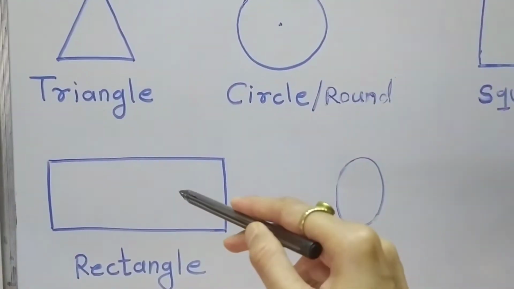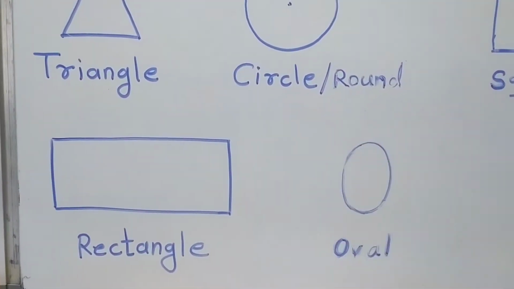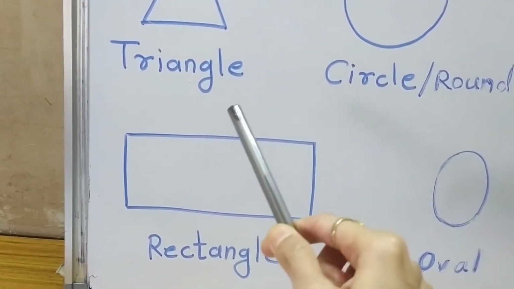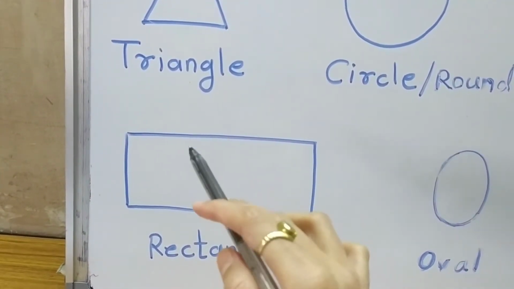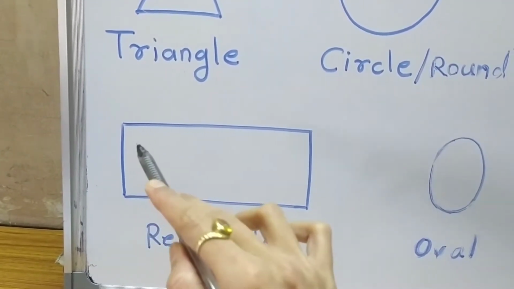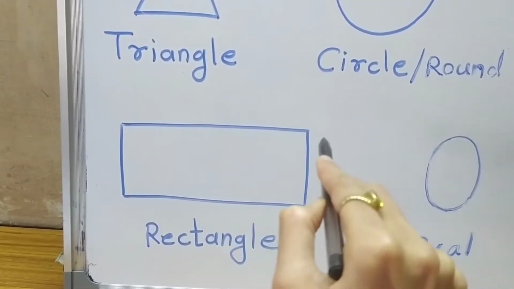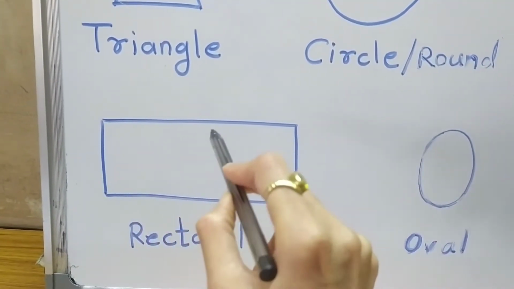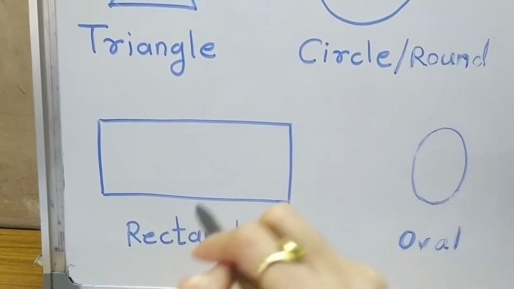Then the next shape is the rectangle. A rectangle is a plane shape. It has 4 straight sides, that is unequal sides, and 4 right angles. 1, 2, 3, 4. These are 4 right angles. And its sides are not equal, unequal.